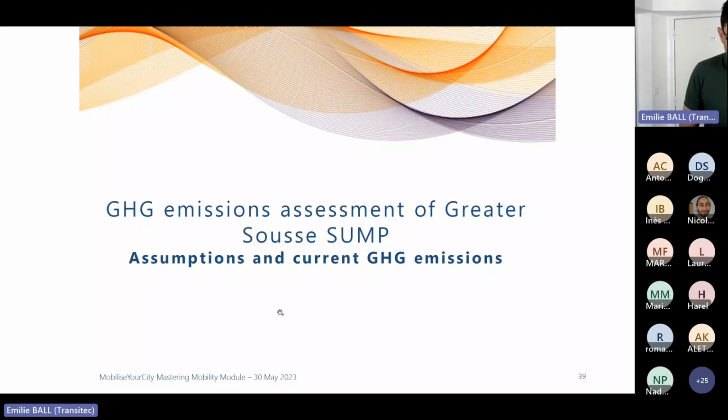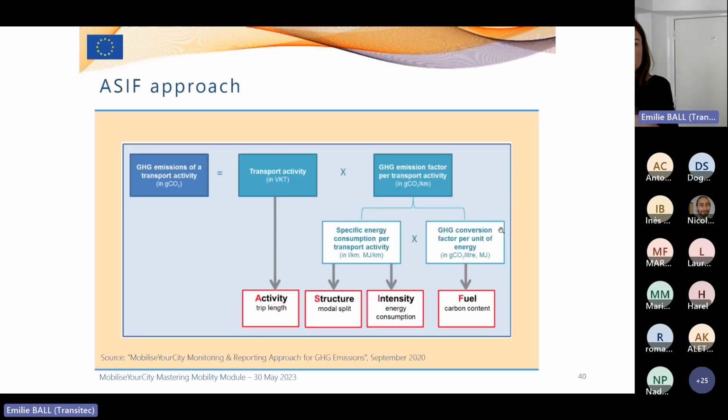I will let now Emily present the GHG emissions assessment that we have conducted based on this vision of the Sousse SUMP. Thank you. So now we are moving to the practical or more technical part, and I'm going to start by introducing the methodology that we used.